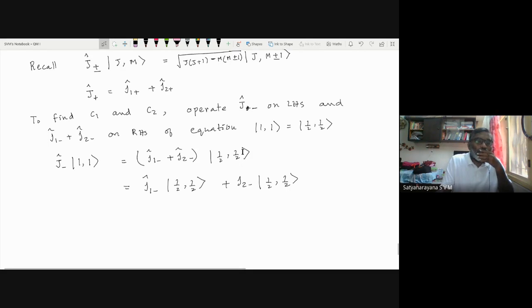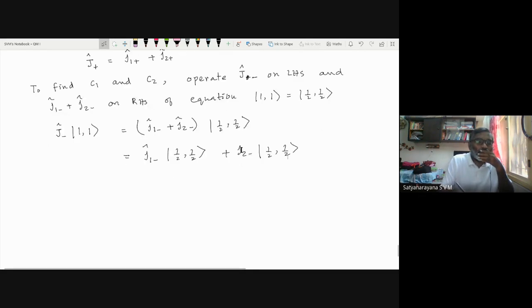Now what will the left hand side be equal to? Left hand side is equal to square root of J is equal to 1, so 1 into 1 plus 1, minus M is also equal to 1, so 1 into 1 minus 1, because this is J minus, correct? 1 into 1 minus 1. And what should this be? This is 1, 0. That is my left hand side.